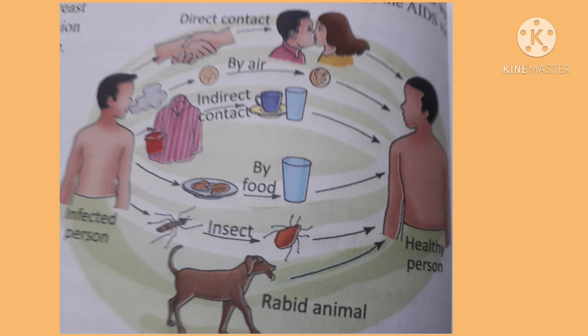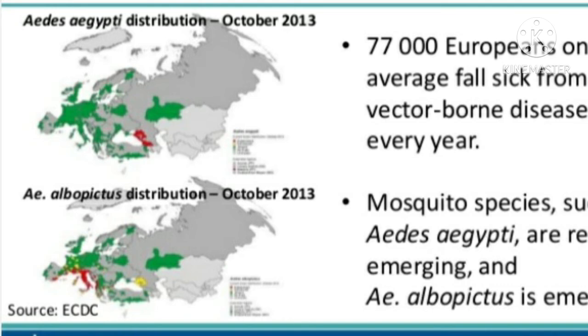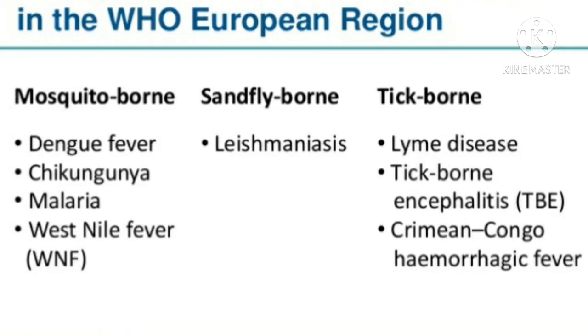The last is spread of diseases through vectors. In our environment, many other creatures also live. Some of these animals transmit many diseases by taking the infectious agents from a sick person and transferring them to another potential host. These animals are therefore the intermediates and are referred to as vectors.